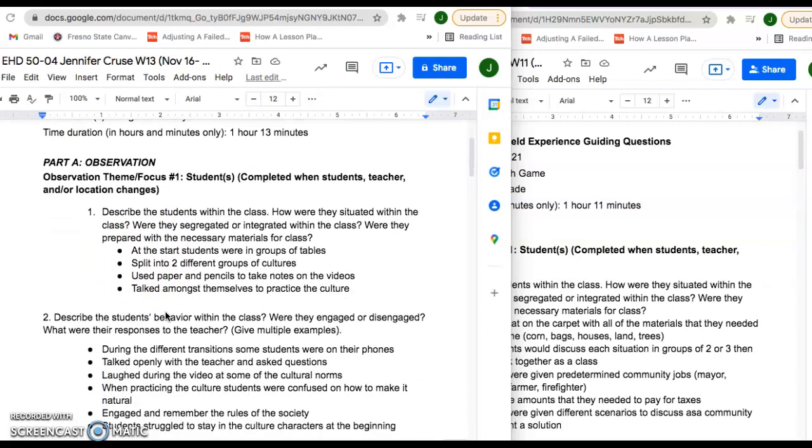Basically, the students were split into two different groups in two different classrooms, and each classroom had a different culture that they would act out. Students would move back and forth between each classroom and practice their cultures, and they had to figure out how to interact with students in that culture and what was acceptable and what wasn't acceptable in that culture.